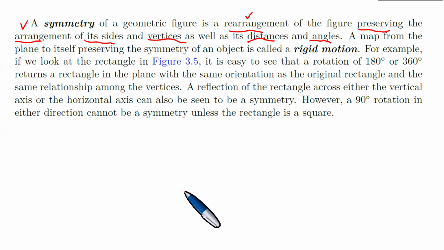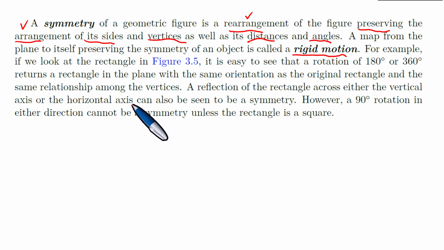So a symmetry of a geometric figure is a rearrangement of the figure, like we saw, but preserving the arrangement of its sides and vertices, as well as its distances and angles. A map from the plane to itself, preserving the symmetry of an object, is called a rigid motion. What is a rigid motion? Sometimes mathematicians don't ask these definitions. Somebody would ask, what is a rigid motion, in an exam? But they won't ask that mostly because they think it's too basic.